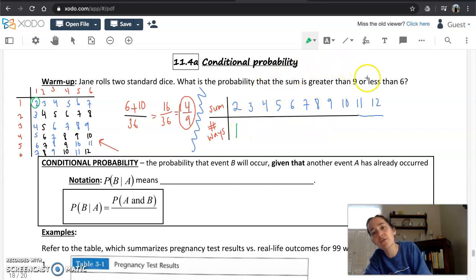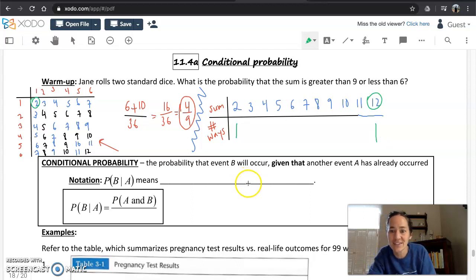Likewise, what if I went to the other far end, the other extreme of the table, and talked about sums of 12? How many ways can you get a sum of 12? There's only one way to do that. You have to get a 6 and a 6.